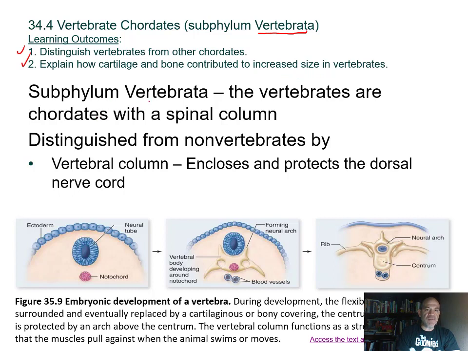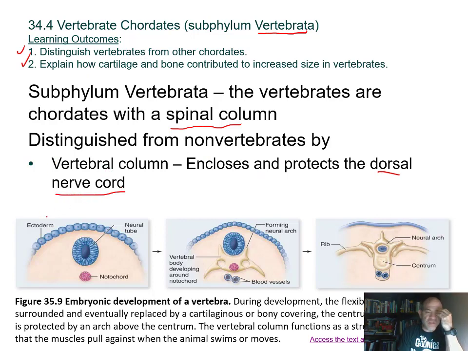So with the subphylum Vertebrata, the vertebrates, these are chordates with a spinal column of backbones, and they're distinguished from non-vertebrates by that vertebral column. And this vertebral column encloses and protects the dorsal nerve cord. So think about your spinal cord, which runs along your back there.